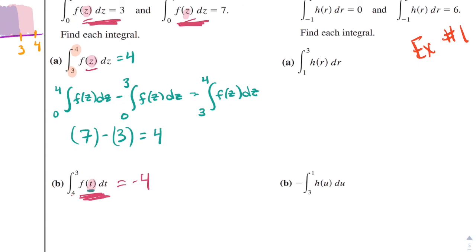Okay, so you just rotate this, 3 to 4, throw a negative out front, f of t dt, and then you would go on your way and find that one.